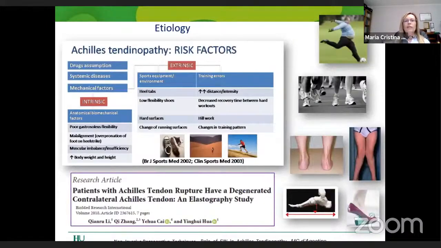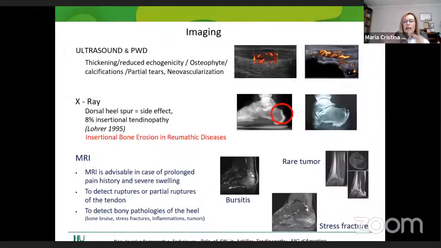We all know that the etiology is very complex. We recognize intrinsic and extrinsic factors. Intrinsic factors are related to the structure of the body and post-trauma. The extrinsic factors are drug assumptions, systemic disease, biomechanical factors, and sports activity. And we have to know everything about all these topics, as the success of our therapy is based also on this. From the clinical point of view, imaging is another important key factor.